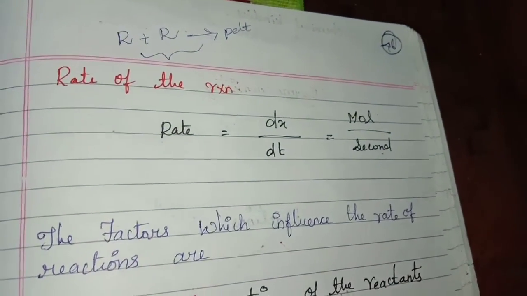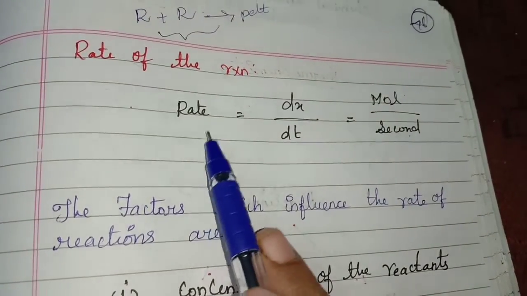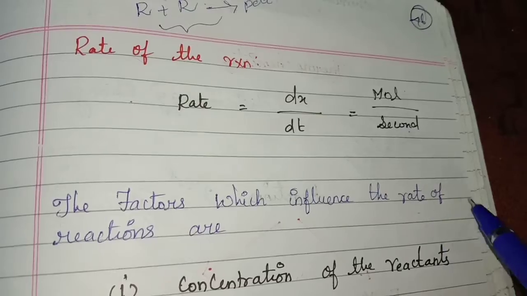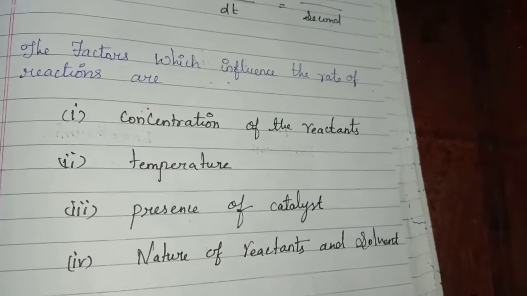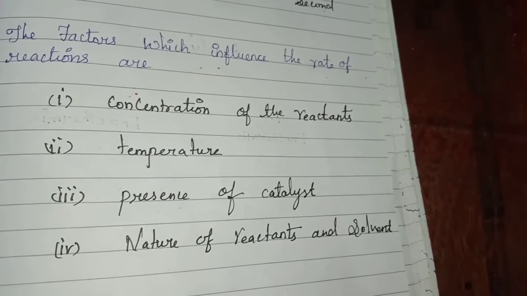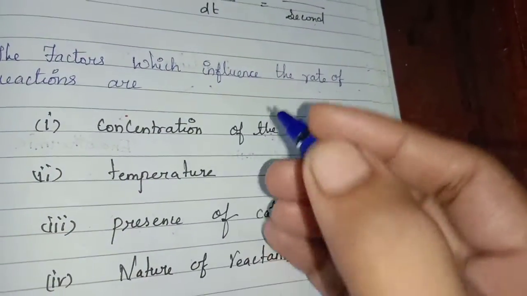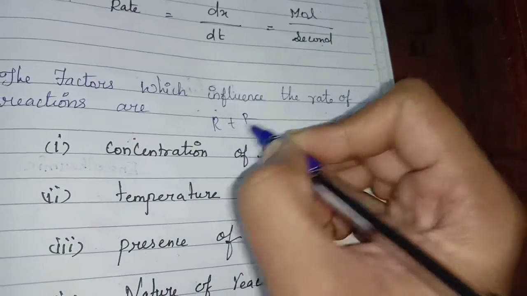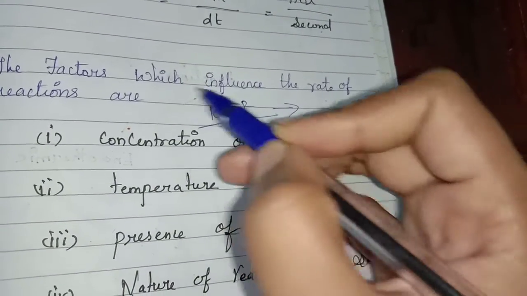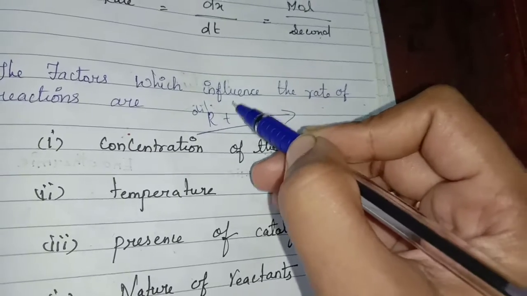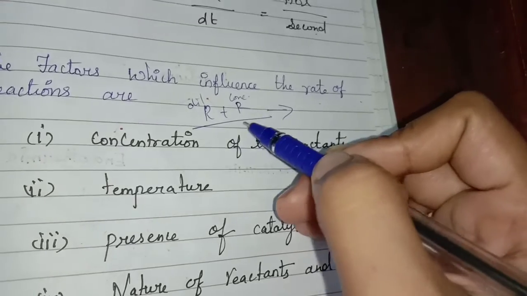And what are all the factors that affect the rate of the reaction? Some factors will affect the rate of the reaction. The factors which influence the rate of the reactions are these. First one is concentration of the reactant. Here we are taking two or three reactants, any reactants, whether it is dilute hydrochloric acid or concentrated nitric acid, like that. What is the concentration of the reactant? That is the main part.